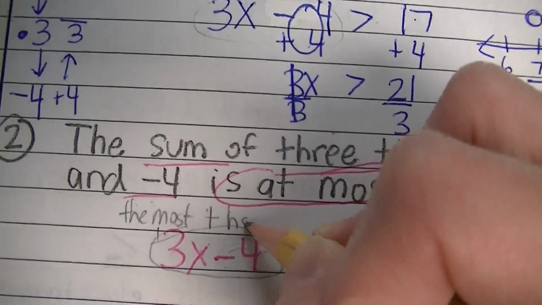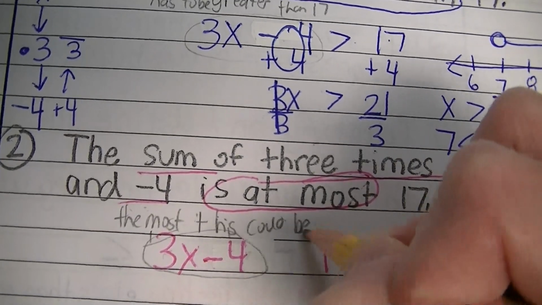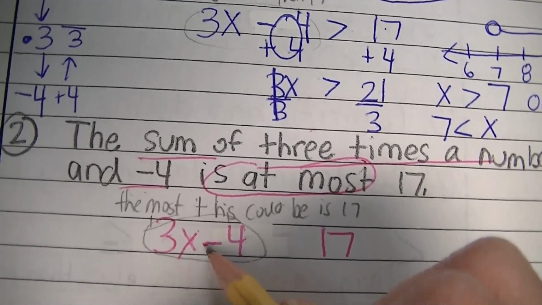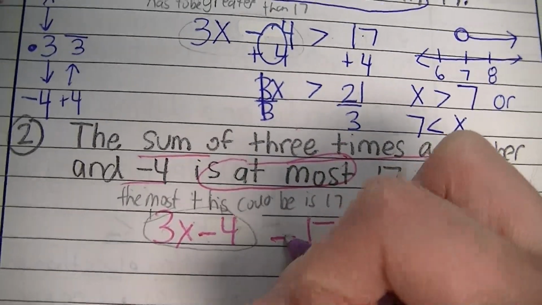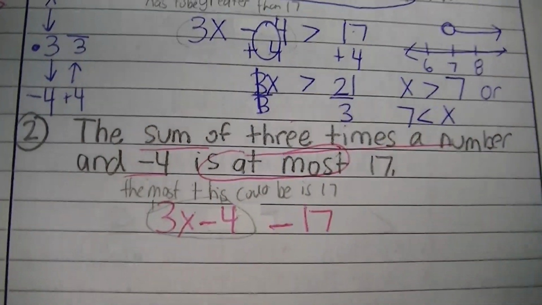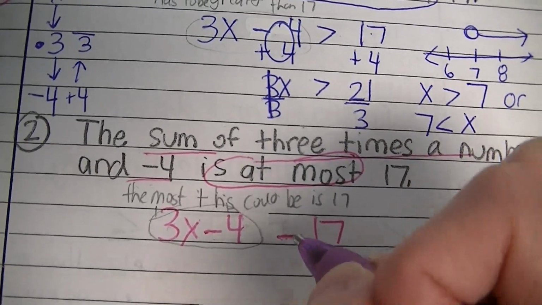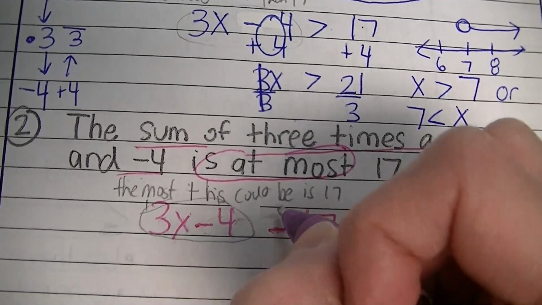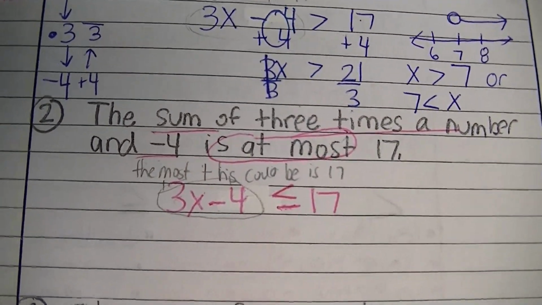Sorry. The most this could be is 17, okay? So the very most it could be is 17, so that's why we have that right there, because I know it could equal 17, but the most it could be is 17. That means it can't be bigger than 17. No way, so it's got to go this way. Okay? All right, now let's go ahead and build it and solve the inequality.